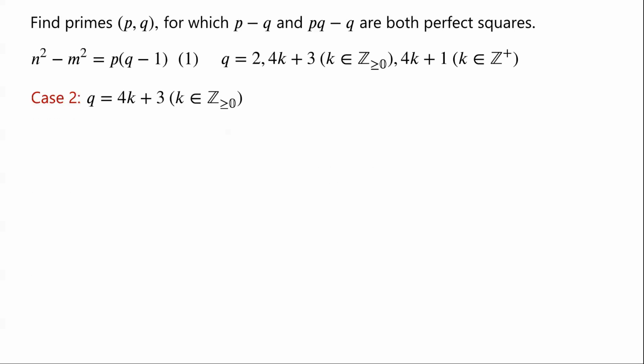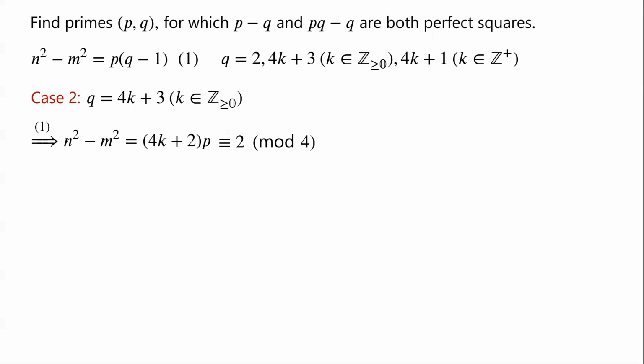Case 2, q equals 4k plus 3, where k is a non-negative integer. Now substitute q equals 4k plus 3 in equation 1. We have n squared minus m squared equals (4k plus 2) times p. Clearly, which is congruent to 2 modulo 4. As m and n are positive integers, there are 4 possibilities.